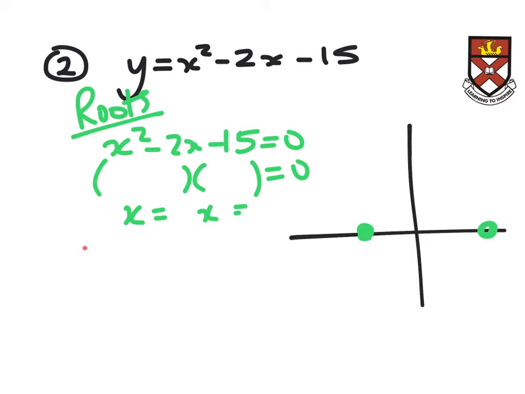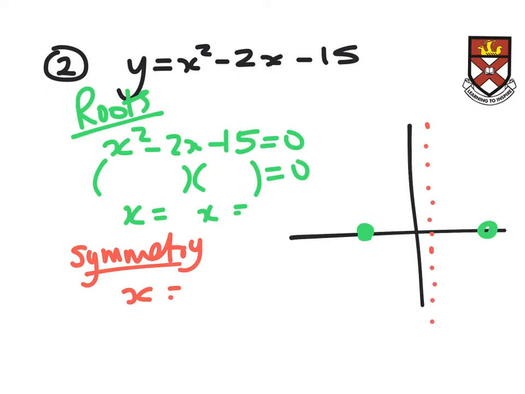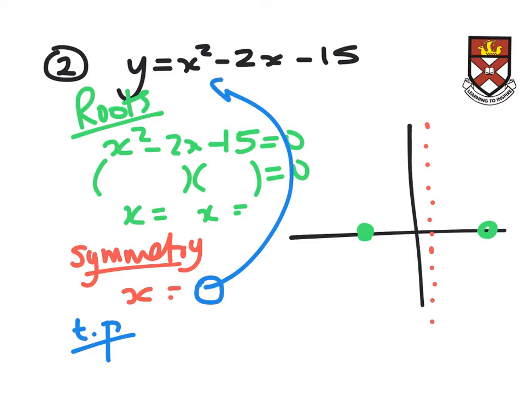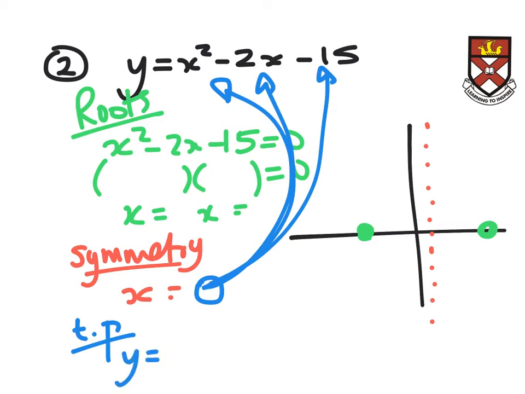Once you've got your x numbers, the next thing you need to be looking for is the symmetry. Right, and remember that is always x equals, and it's halfway between, so draw your symmetry line in. The next thing you need to work out is your turning point. How do you find the turning point? You put this x number that you've just found, whatever that is, back into your equation up here. Okay, and that lets you know what the y coordinate is. So you've now got your turning point.